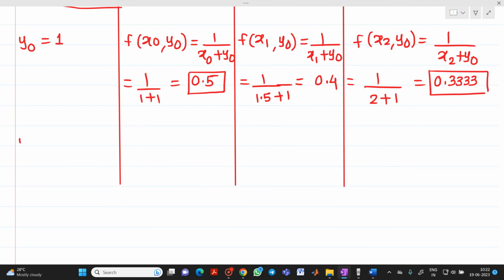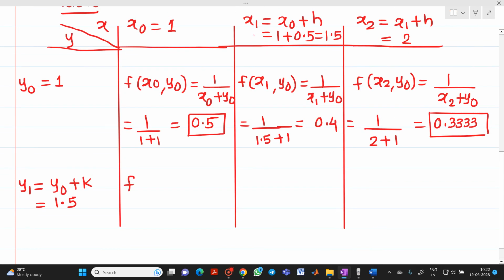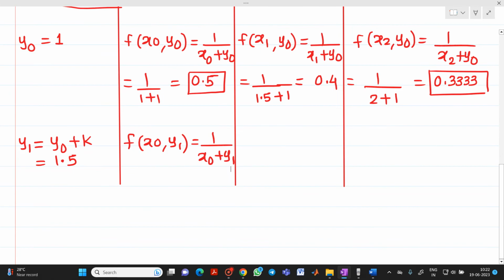Next, y1 will be equal to y0 plus k. So here you will get that value as 1.5. So here x equal to x0 and y equal to y1. So your function will be 1 upon x0 plus y1. x0 is nothing but 1, so 1 plus 1.5. If you do it, you will get this answer as 0.4.